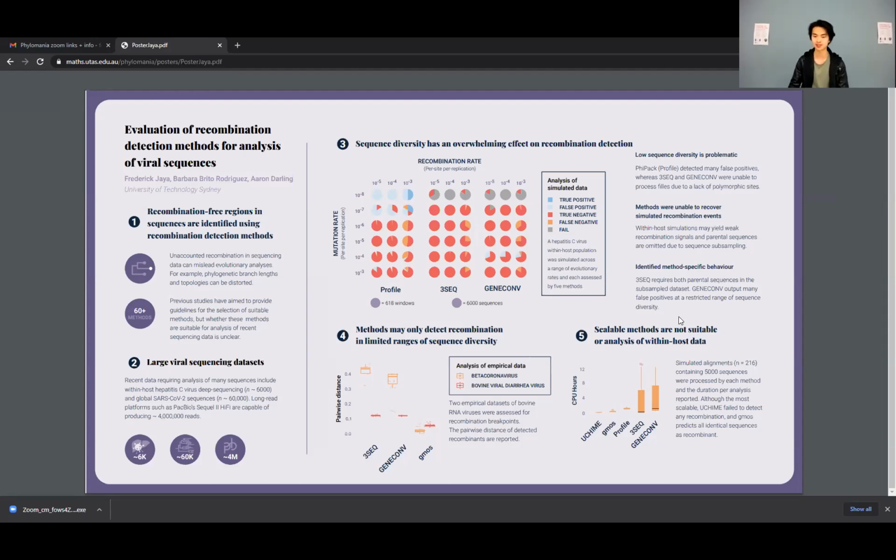Yeah, I'll briefly summarize. To briefly sum up, we looked at the scalability, and the methods that were scalable may not be suitable for analysis of viral data that is highly similar, so UCHIME and GMOs, whereas the ones that may be a bit more robust, such as 3seq and GeneConf, were not scalable. And with that, I'll finish there and take any questions later then.